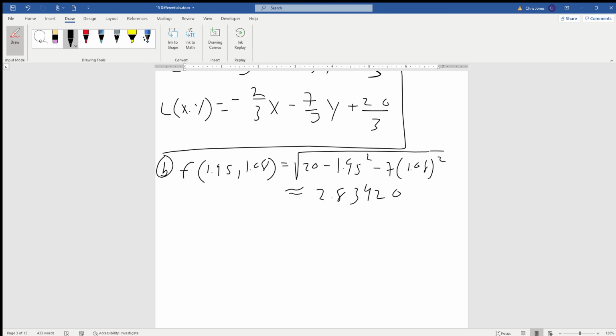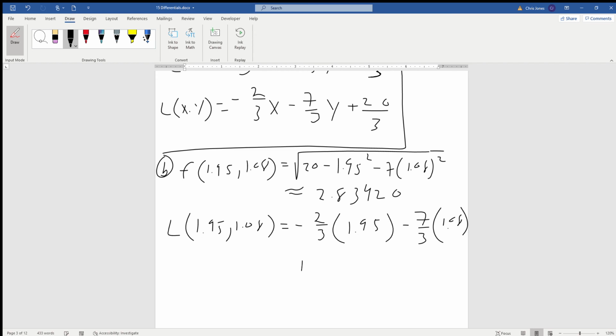Right. Now we need to find what L at 1.95, 1.08 is. And this is much easier to find. In fact, if we really wanted to, we could probably do this by hand, although we're not going to because we've got better things to do. Plus 20 thirds. And I'm going to type this in the calculator and see what we get. So negative 2/3 times 1.95. Excuse me, it's going to be, yeah, that's good.